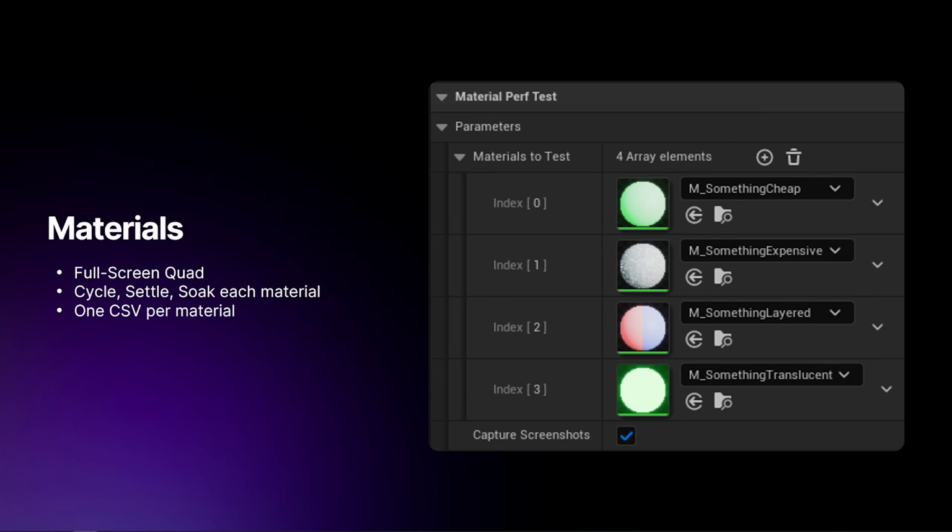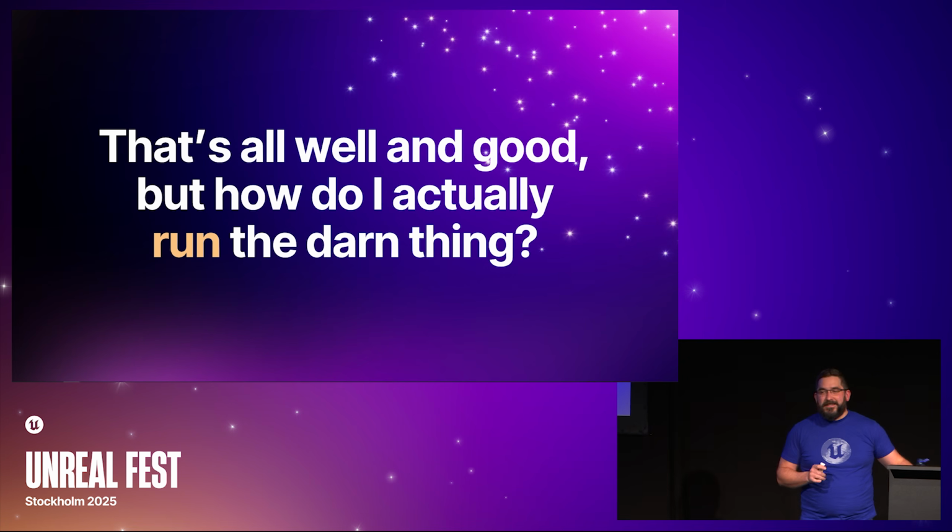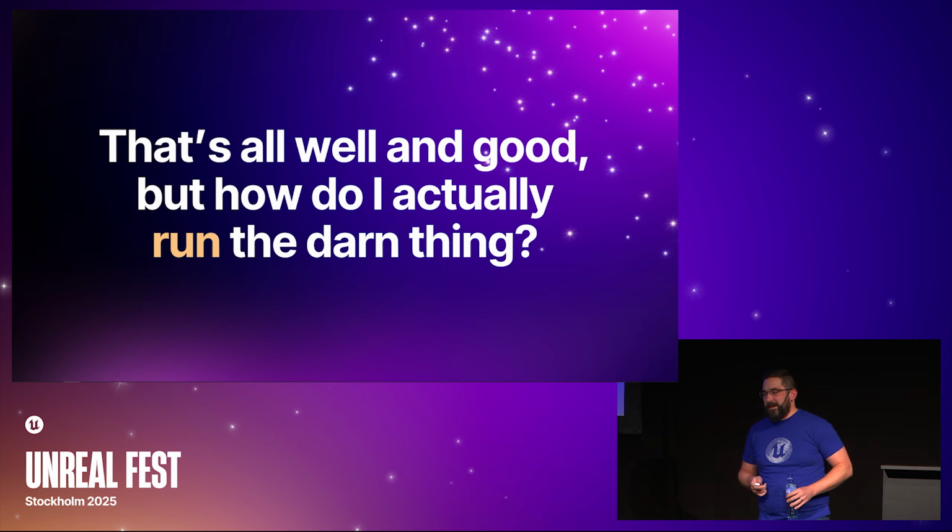Materials, we just have a list of materials. You drop them in there, it throws up the full screen quad, kicks out the CSV, easy peasy. And that's all well and good, you might say, but how do I actually run the darn thing?